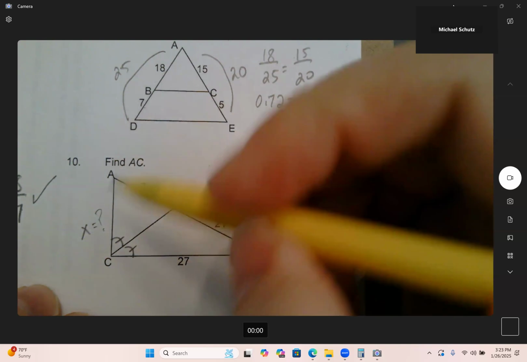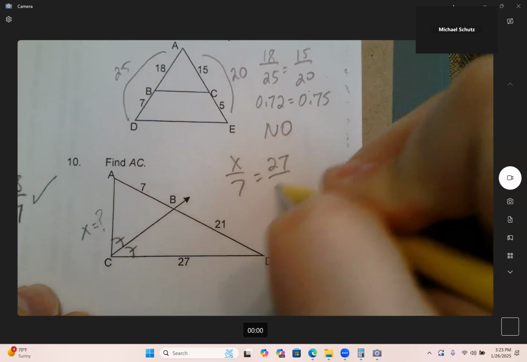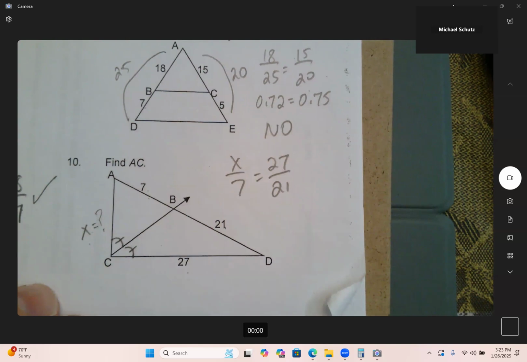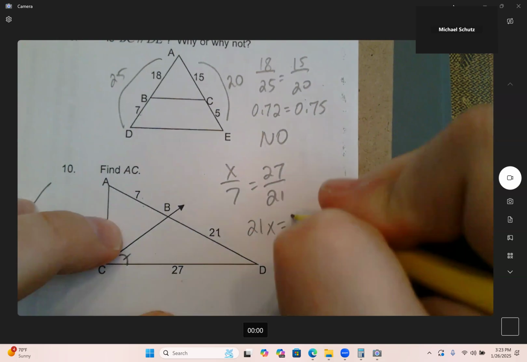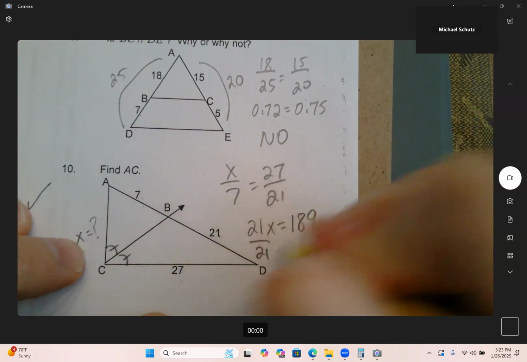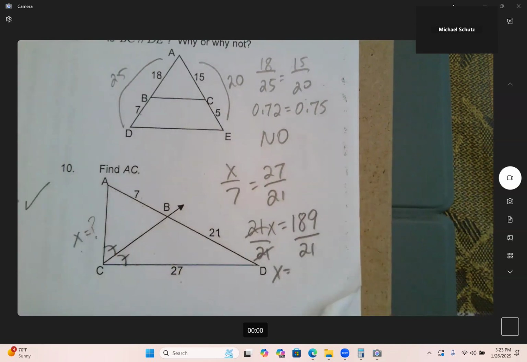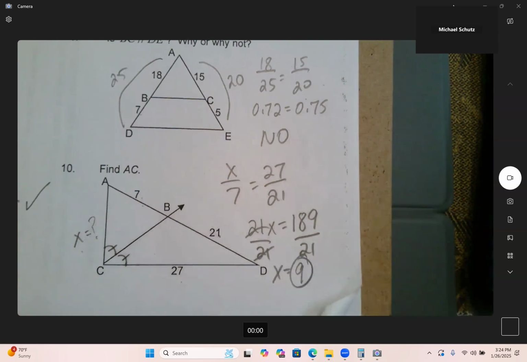So you could do X over 7 equals 27 over 21. You could also do X over 27 equals 7 over 21. Either one would be fine. So 21 times X is 21X, and then 7 times 27 is 189. All right, so 189 divided by 21 is 9. So your answer to A to C is 9.